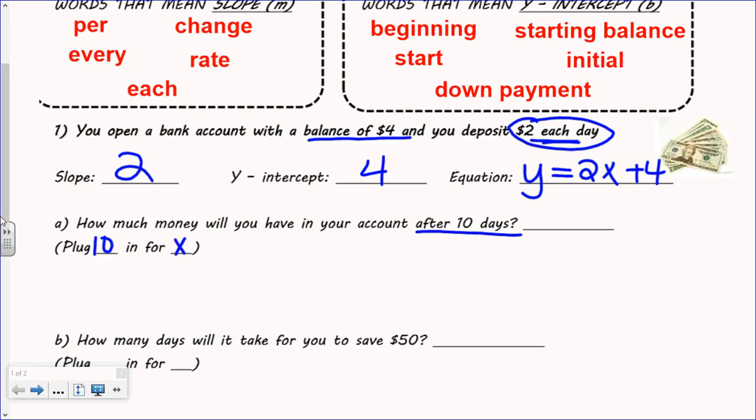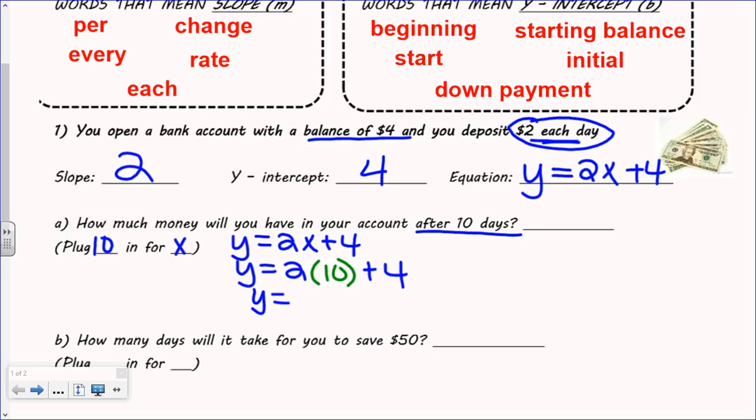So now we take our equation, which was y equals 2x plus 4. And for x, we're going to plug in 10. So we have y equals 2 times 10 plus 4. And now we just work this out. So y is equal to 2 times 10, which is 20, plus 4. And then we add those, so we get y is equal to 24. So that tells us how much money you will have in the account after 10 days. You'll have $24 in your account after 10 days. Okay.